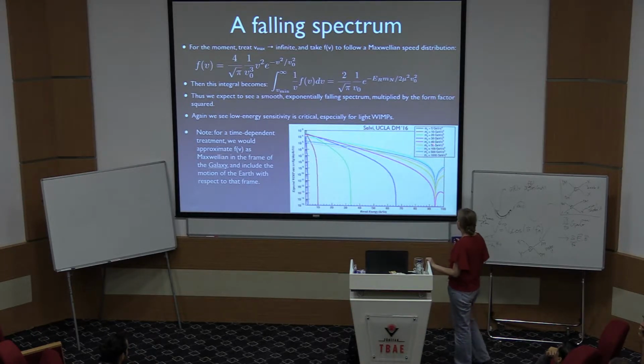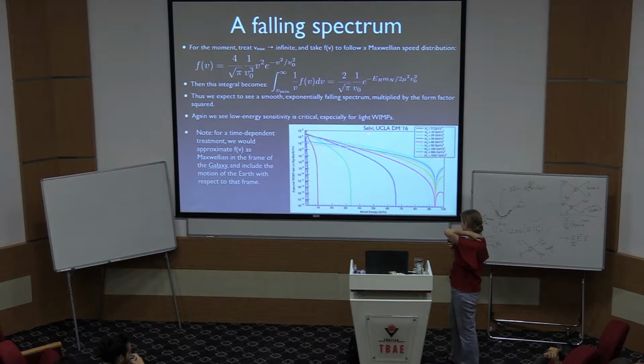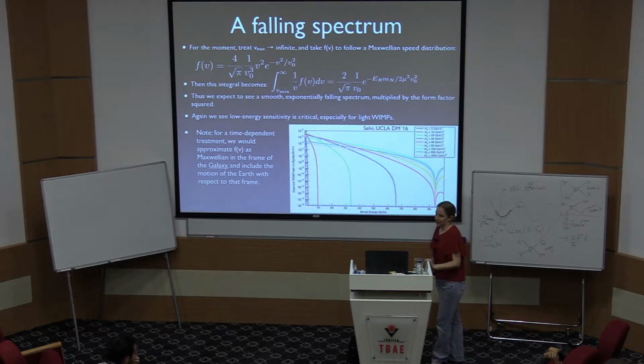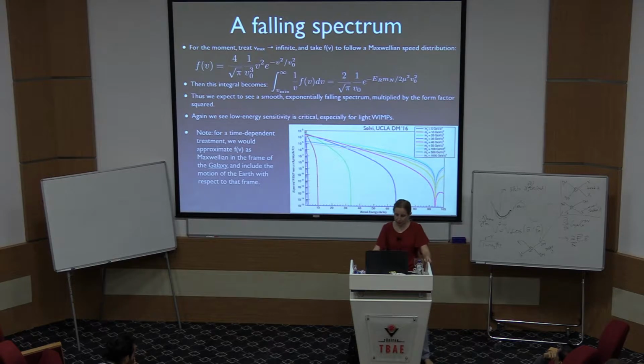This is just a plot from a couple of years ago showing what kinds of spectra you expect as a function of the dark matter mass. This black line is for 5 GeV, and these are 10, 20, 30, 40, 50 GeV. You see for heavy dark matter, the exponential scale height is pretty large. You get this broad spectrum, and your low energy sensitivity is not critical. But for light dark matter, that's where 100% of your signal is. It's a very steep exponential cutoff.